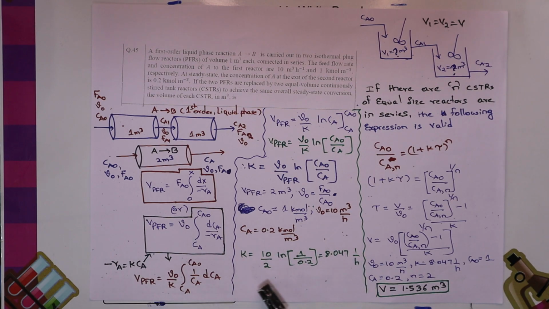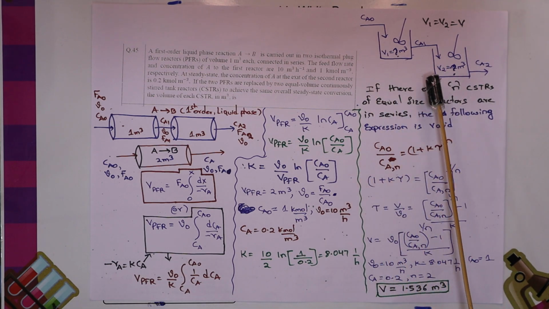Let us use this rate constant value for case 2 to find the volume of the CSTRs. Every condition remains the same. Ca0 is the same, and Ca2 will be the same as that of the PFR, that means they are expecting the same conversion from both reactors. These two CSTRs are of equal volumes connected in series. We have to find what V1 and V2 are. If you find V1, it is the same as V2, because the two are equal sized.